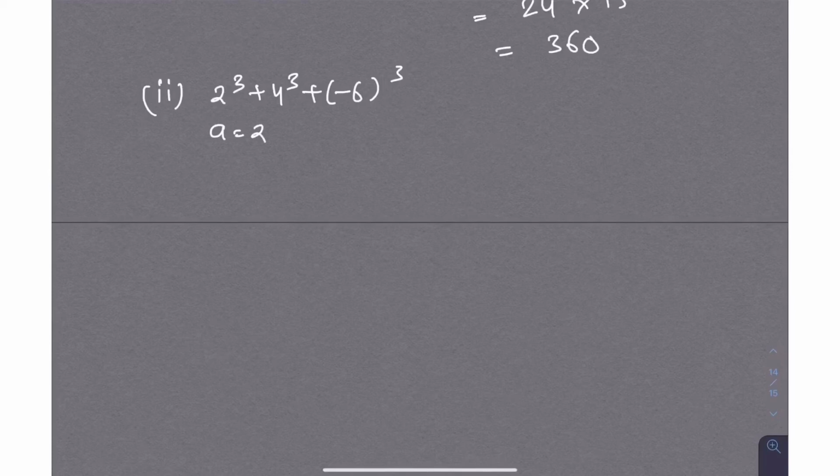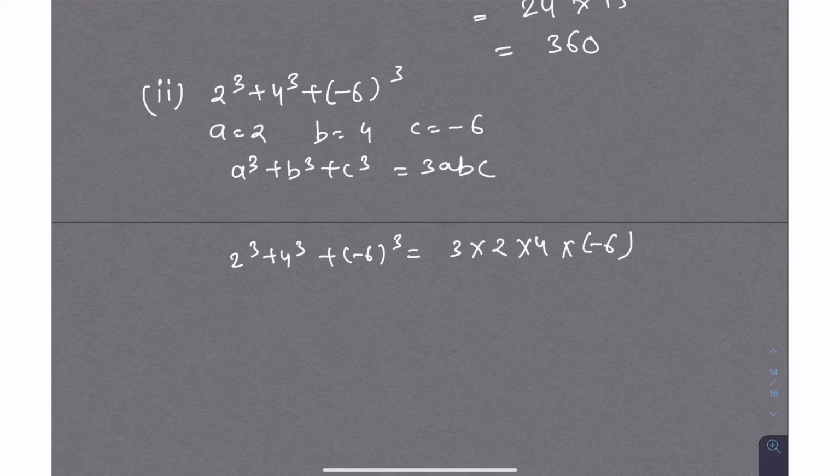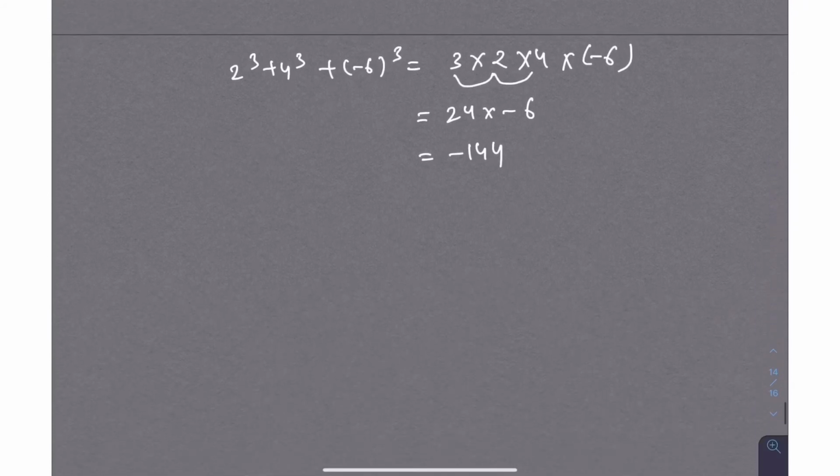So we'll be taking a as 2, b as 4 and c as minus 6. So when we use the formula, obviously we need to write the formula first. a cube plus b cube plus c cube is equal to 3abc. So 2 cube plus 4 cube plus minus 6 cube is equal to 3 into a into b and into c. So the answer we are going to get is 3 into 2 is 6, 6 into 4 is 24, and the answer will be minus 144. So this is the answer. I hope you also got the same answer.